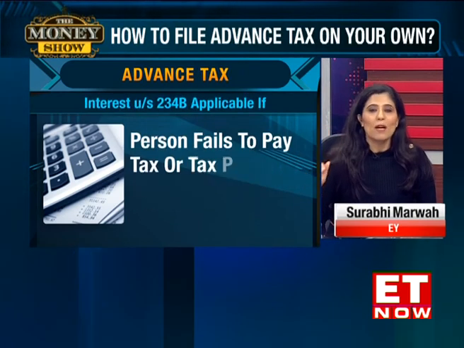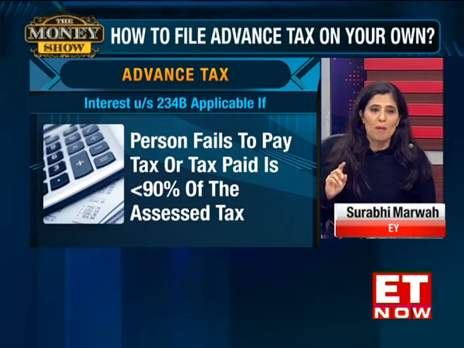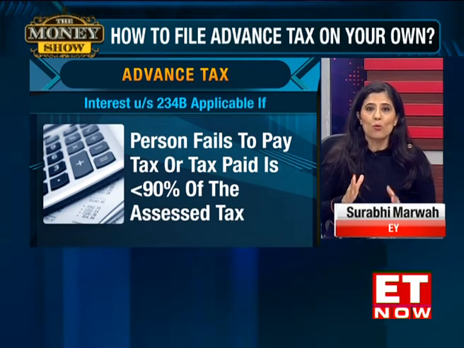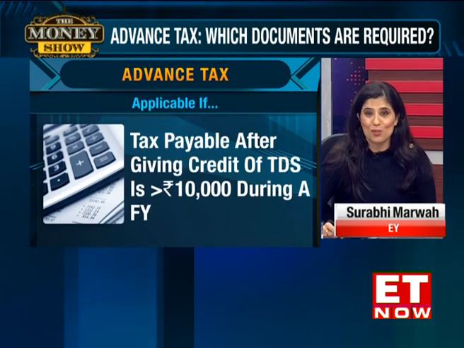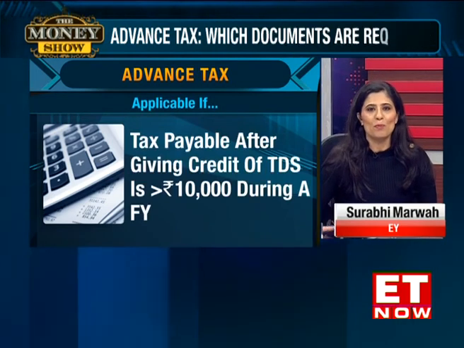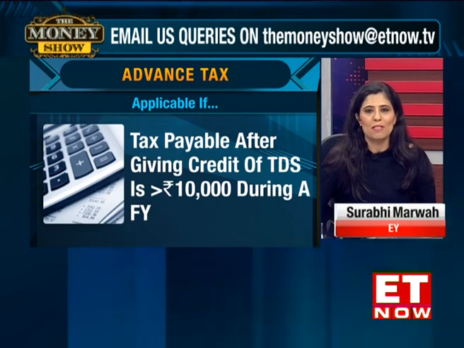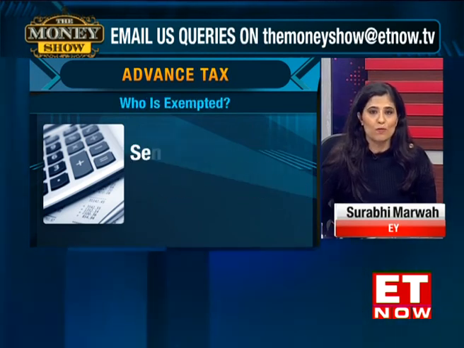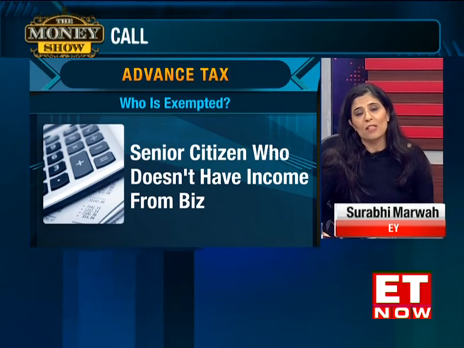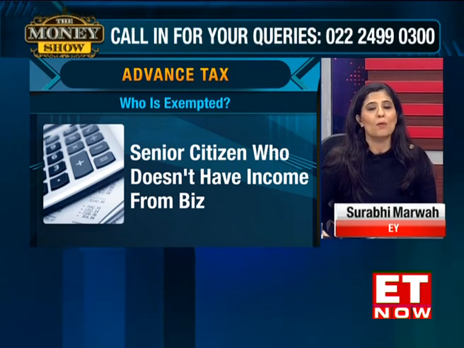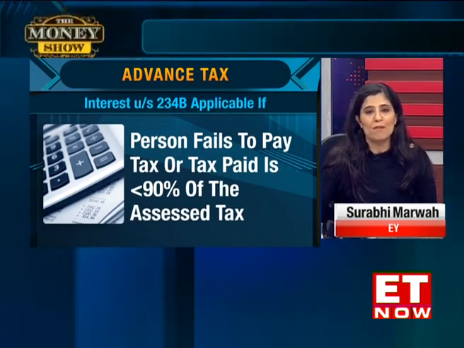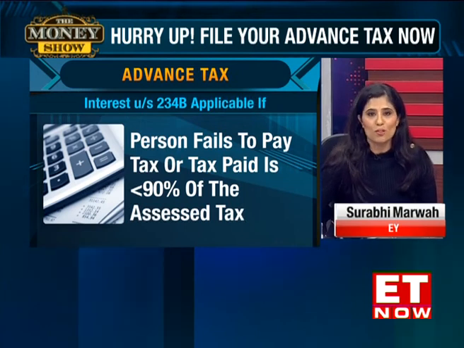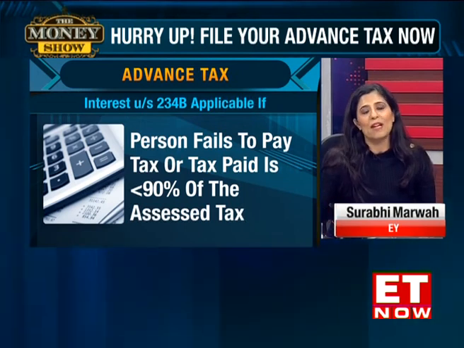If you don't pay according to the 4 installments, please remember that the interest is charged not only for a day or 2 days or 3 days of delay, but for the entire quarter. So you may think, oh, I've forgotten to pay on the 15th, I'll pay on the 20th of December and I'll have only 3 or 4 days of interest. But interest is calculated for the entire quarter, so you'll end up coughing up a lot of interest. The only exception to this 10,000 rupee rule is for a senior citizen who doesn't have income from a business or a profession. But for all of us, we should do that estimate.